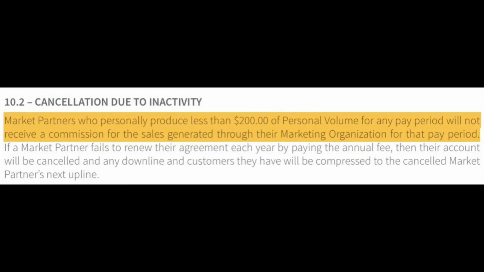And then moving on to section 10, which talks about inactivity and cancellation. And I want to point out a very specific section, which is section 10.2, that talks about inactivity. And it says here, market partners who personally produce less than $200 of personal volume for any pay period will now receive a commission for the sales generated through their marketing organization for that period. So what does this mean?